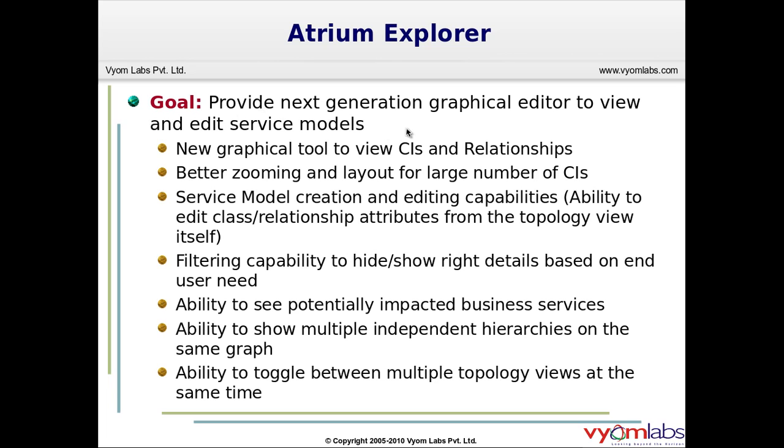These are the features of the Atrium Explorer. It provides a next generation graphical editor to view and edit service models, a new graphical tool to view CI relationships, better zooming and layout for a large number of CIs, service model creation and editing capabilities, and a filtering capability to hide or show details based on end user need. It also has the ability to see potentially impacted business services, show multiple independent hierarchies on the same graph, and toggle between multiple topology views at the same time.